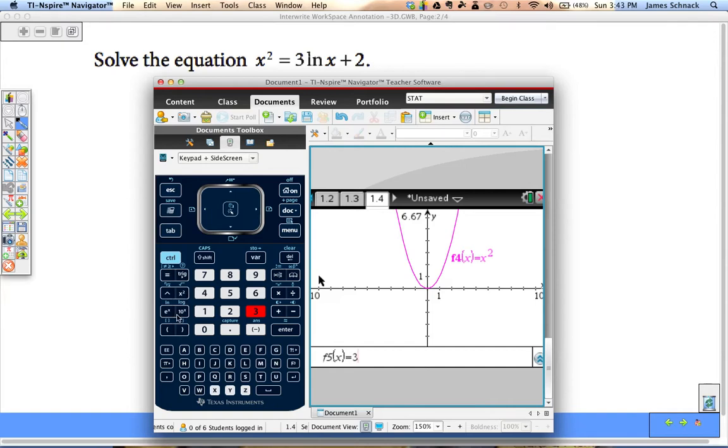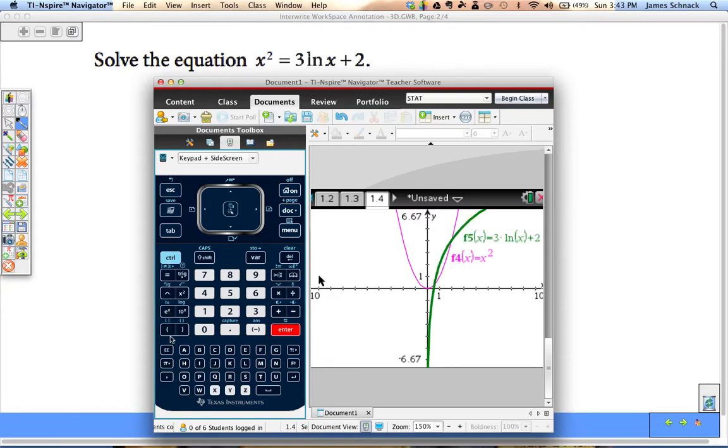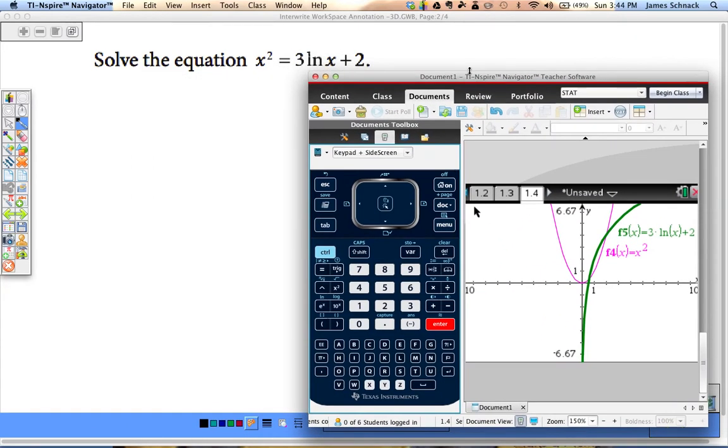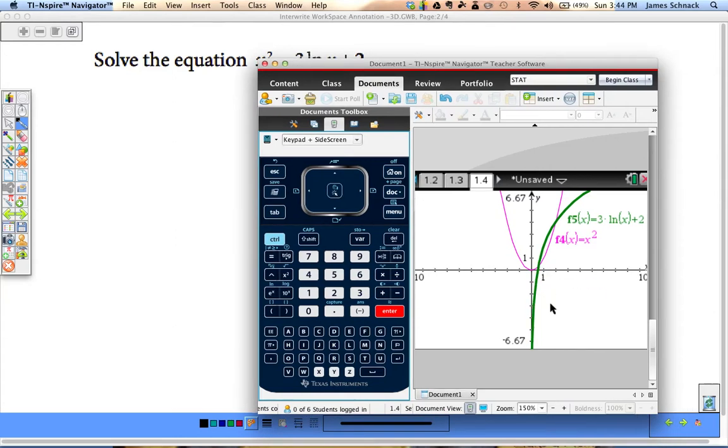3 times the natural log of x plus 2. Boom, there it is. How many solutions do you see? Well, you better be saying, well, there's 2. And you're absolutely right, there are 2 solutions. Remember, logarithms have vertical asymptotes. There's a vertical asymptote at x equals 0.